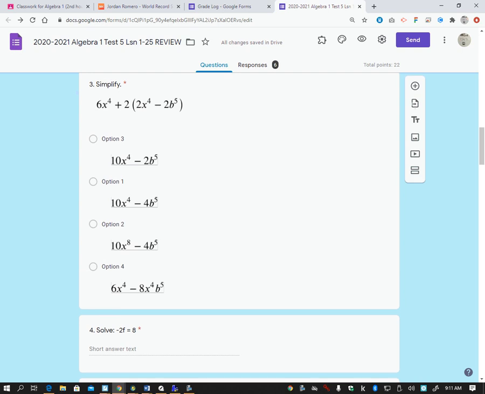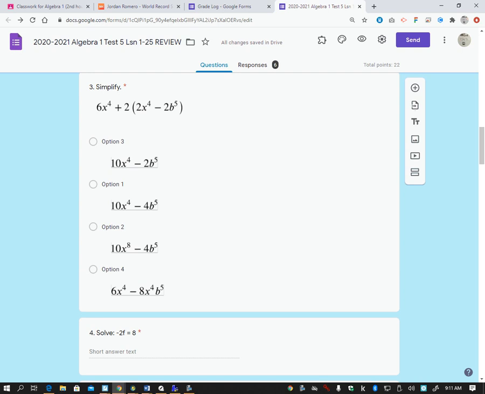All right, simplify. We got 6x to the fourth plus 2 times 2x to the fourth minus 2b to the fifth. Some order of operations in here. Okay, Alex, what do you think first? Distribute the 2, right? Because I can't do anything inside that parentheses. Why can I not do anything inside that set of parentheses? They're not equal. They're not like terms. And they're not like terms because they have different variables.